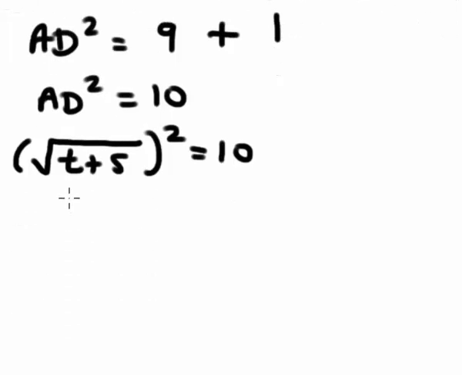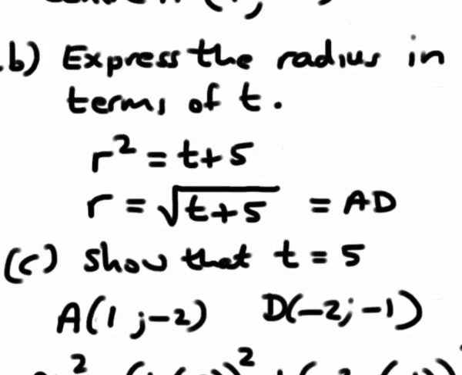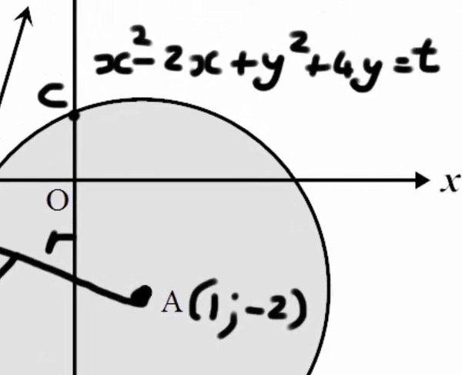This gives us, if you square the root, t plus 5 is equal to 10, and therefore t would be 10 minus 5, which is 5. So we've got the t there being 5, which is great, so that we can fill in the equation. If you have a look here, this t now becomes 5. So we can remove that and plug in the value of t, and we've got a full equation there.